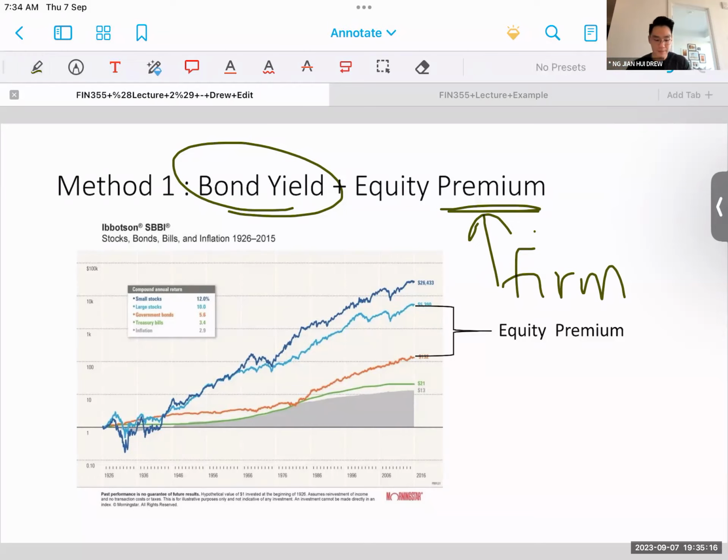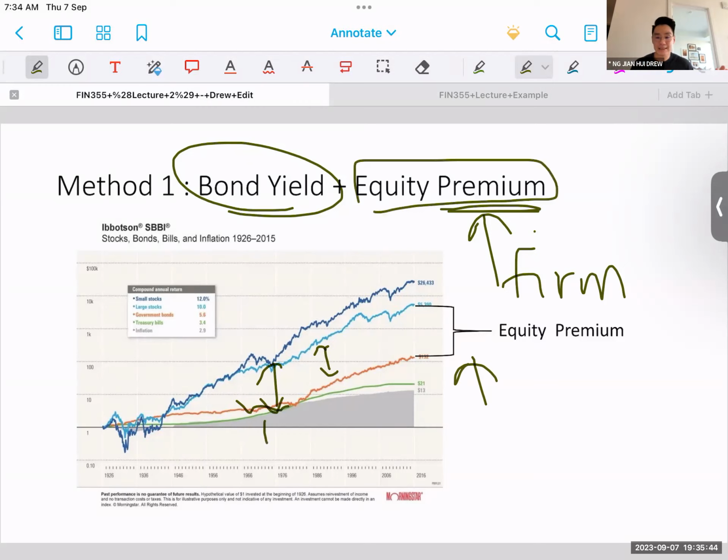Quite simple to understand, but at the same time, as you know, charts like this change all the time, right? The gap between your bond and your equity changes, and sometimes it's not so direct. We just take one point in time, right? So you might need to look at the equity premium of the firm over 10 years, get the average, and then add it to the bond yield.